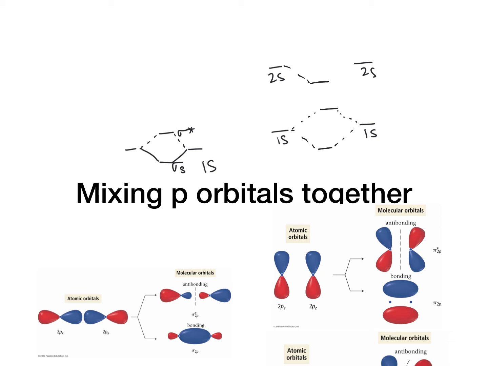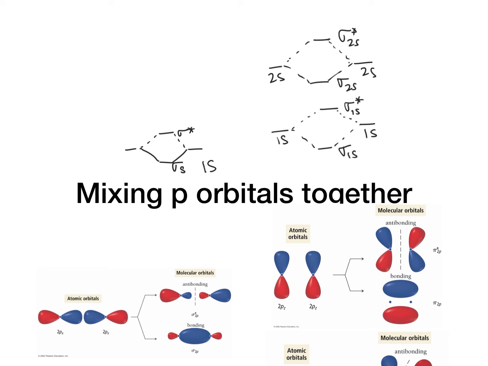We see complete mixing, and they both just mix together to create a sigma 1s, a sigma star 1s, a sigma 2s, and a sigma star 2s. And so you can use this for any of these, and you could write an orientation to calculate this.